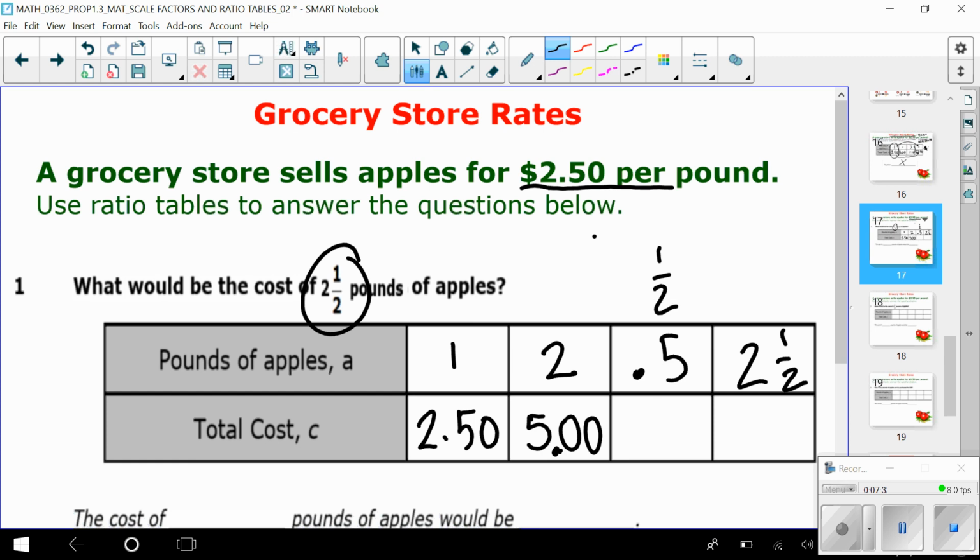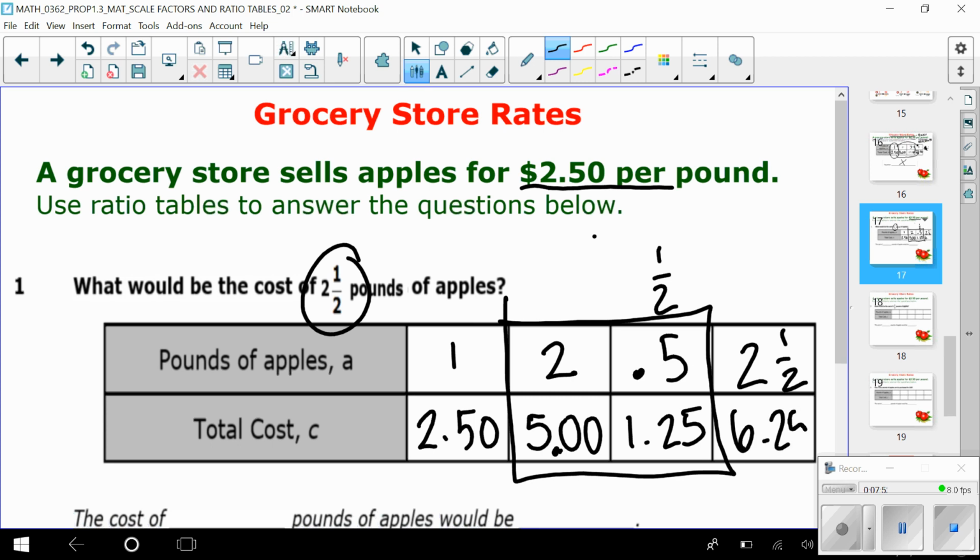So if I know that 1 is 250, what's half of 250? Well, you could know that easily because it's 125. So then I can take these two values in my table, and I can put them together, 2 and 1/2, and I get $6.25, which was the same thing that I had the last time around. Okay? So hopefully that makes sense.